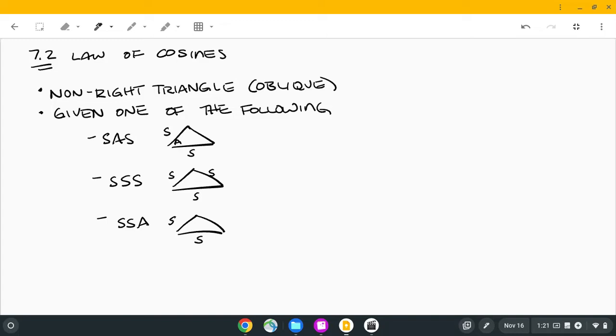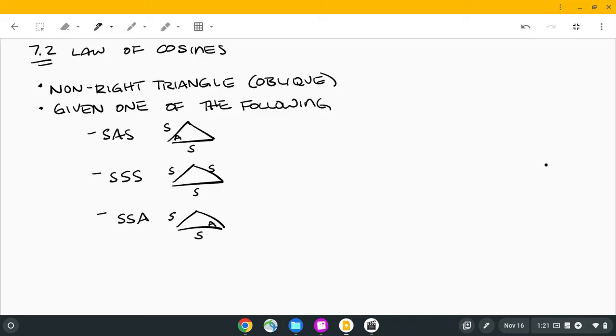Or you might have side, side, angle, which means you have side, side, and then an angle, in that order. Instead of going this direction, side, side, and then an angle, the first angle you get to, you could go the other direction too. You could go side, side, and then this angle. But in any case, you have this side, side angle. Now this third case here.